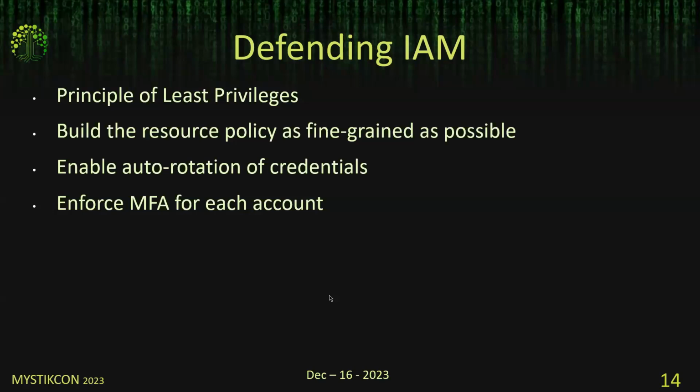So try to give as little access as possible, and build the resource policy as granular and fine-grained as possible. Enable auto rotation for credentials, probably 30 days, 60 days, but definitely not more than 90 days. Even if your access key is leaked, you can be okay. At least it was rotated after 90 days and it's not valid anymore. And then enforce MFA for each account is another security measure that you can have.